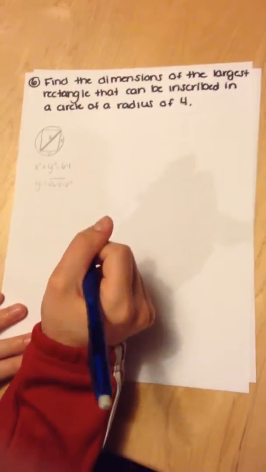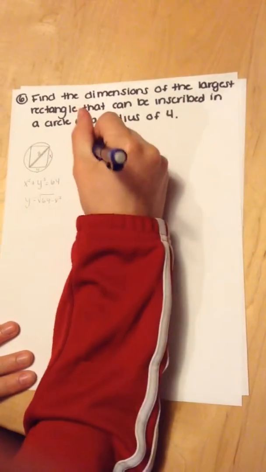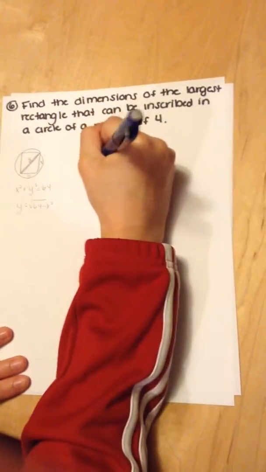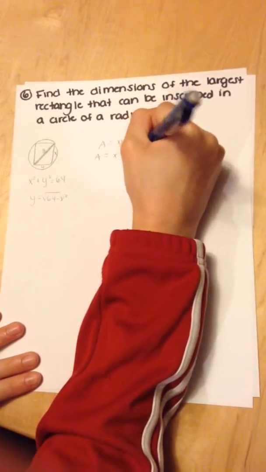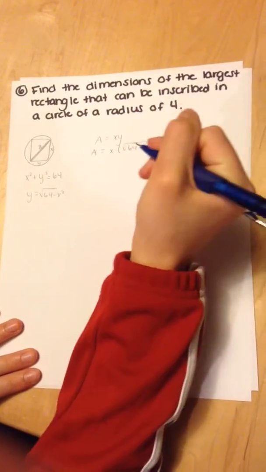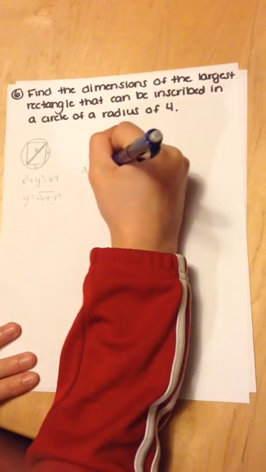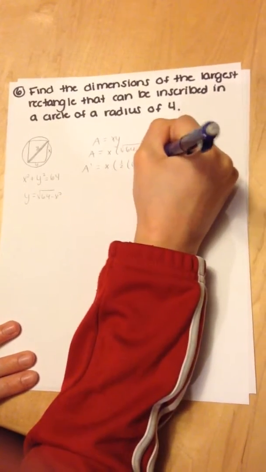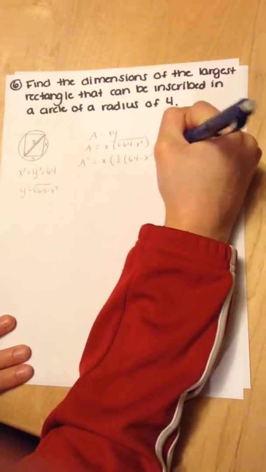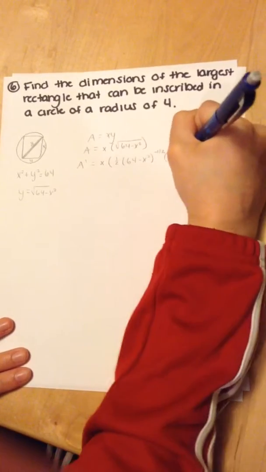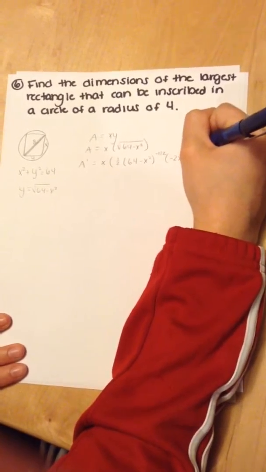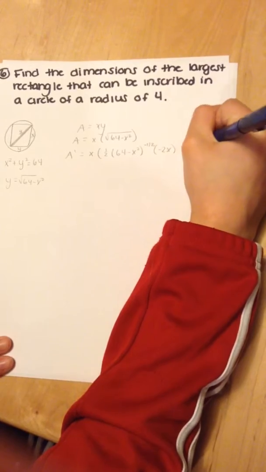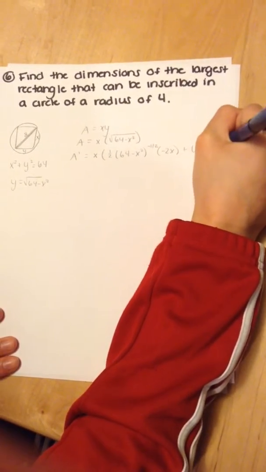So now we're trying to maximize area. So area equals xy. So your area equals x times rad 64 minus x squared. So your derivative is x times 1/2 (64 minus x squared) to the negative 1/2 times negative 2x, plus 64 minus x squared to the 1/2.